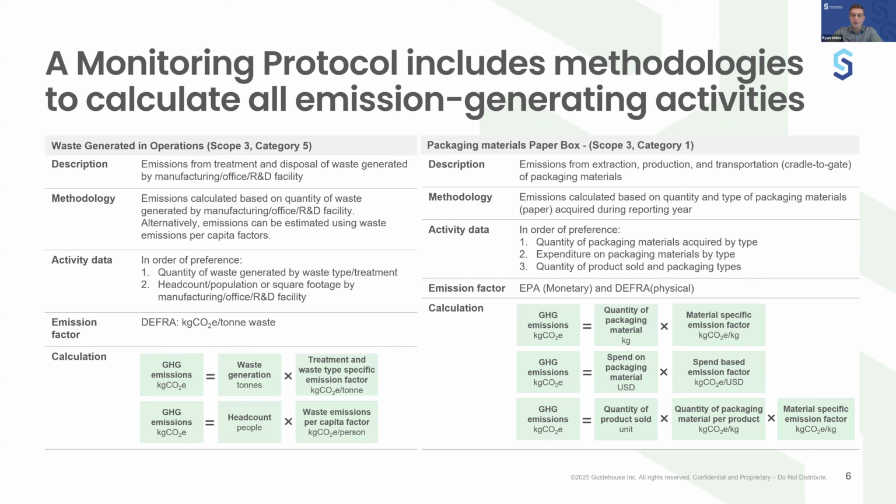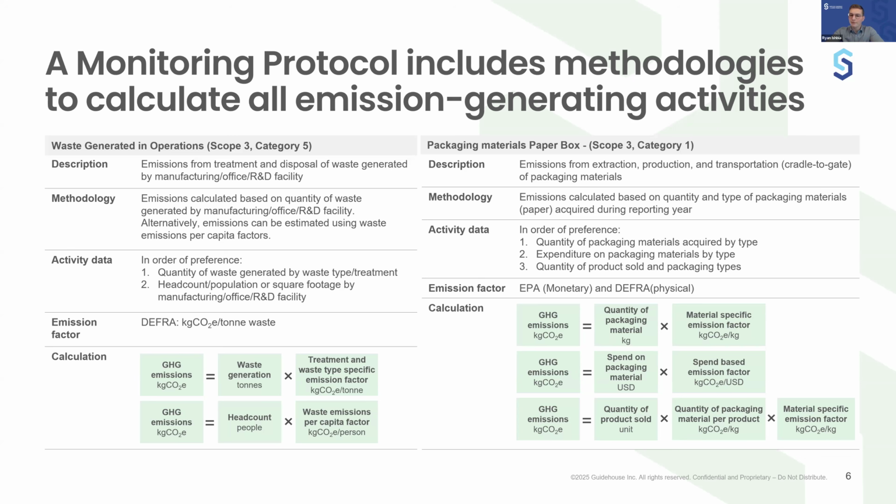So, for example, looking at category 5 on the left-hand side of the screen, this is for waste generated in operations. In this example, we wrote down a description of what is included in this category, which in this case is the emissions from the treatment and disposal of waste generated for this business. Then we documented the methodology we used. For this category, emissions were calculated based on the quantity of waste generated, broken down by building, facility, and region. We then wrote down where we got the activity data and our emission factors from, and finally, we showed the way we calculated the emissions at the bottom.